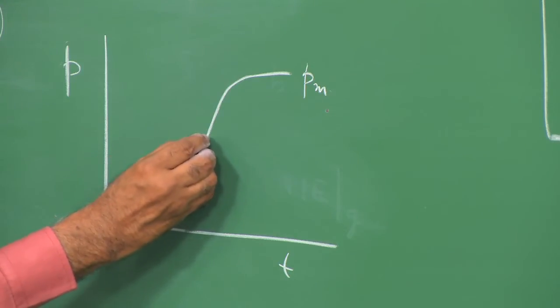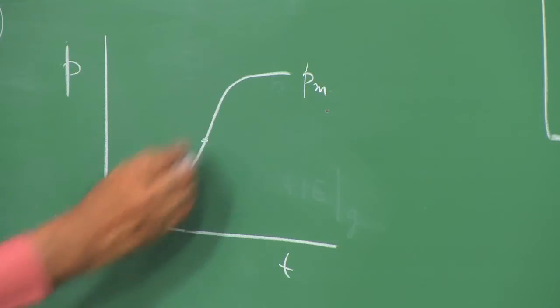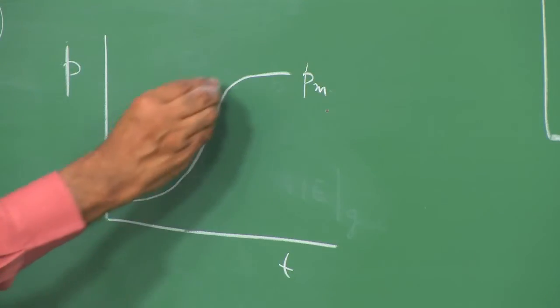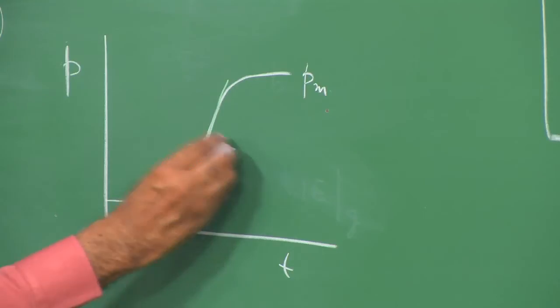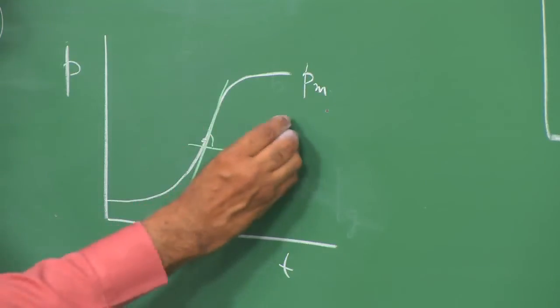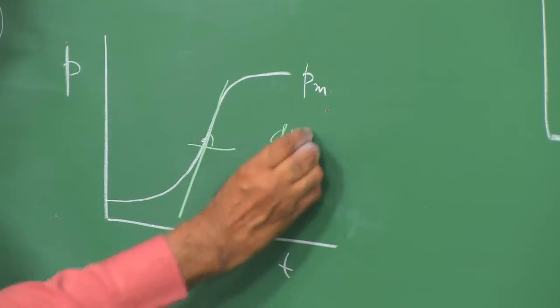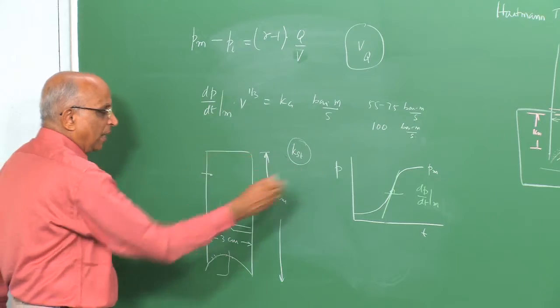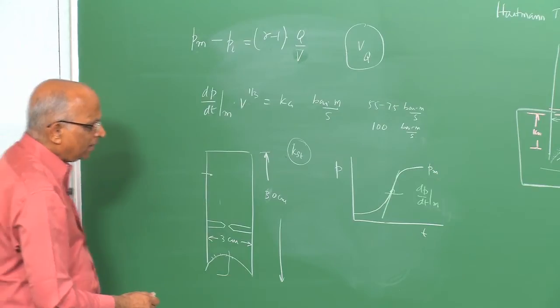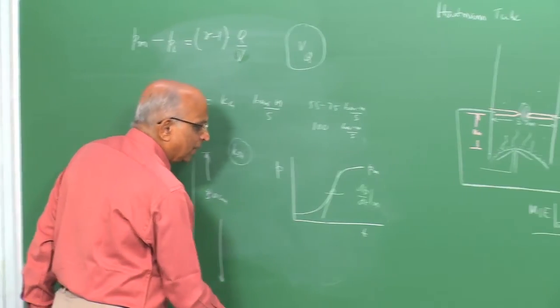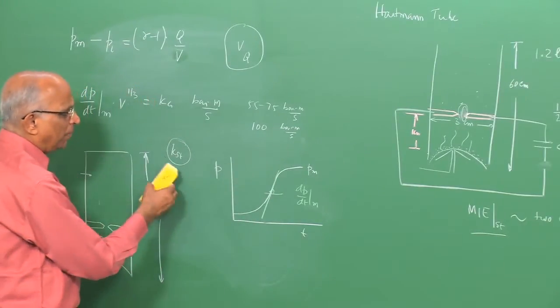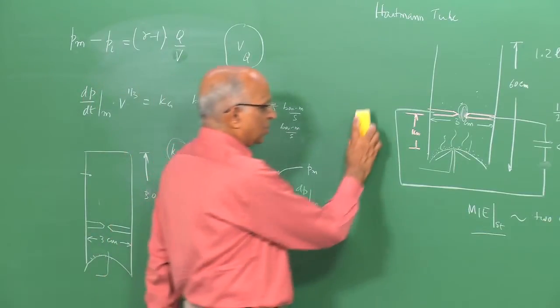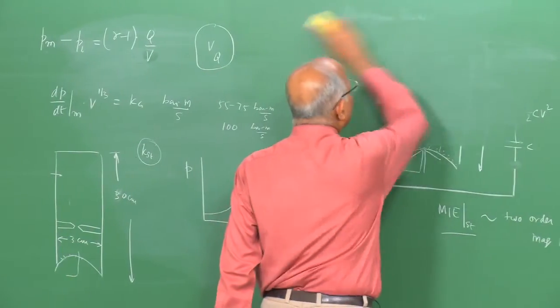And where does the dP by dT maximum occur? It occurs at the inflection point, and at the inflection point you have a slope over here, and this slope is what is dP by dT maximum. Therefore, we measure this PM and dP by dT maximum, and we use this to calculate the net violence of a particular dust explosion. Let's see how to calculate it.